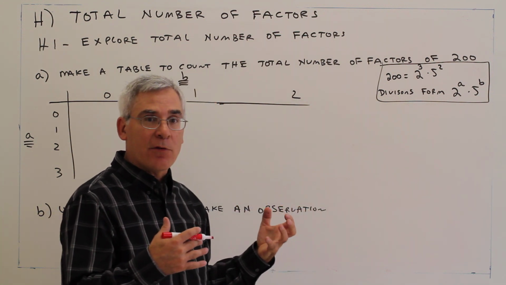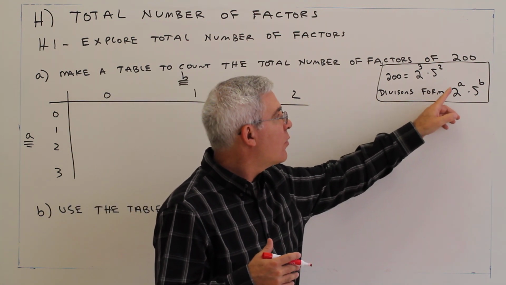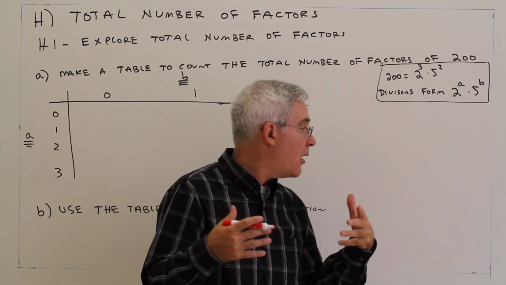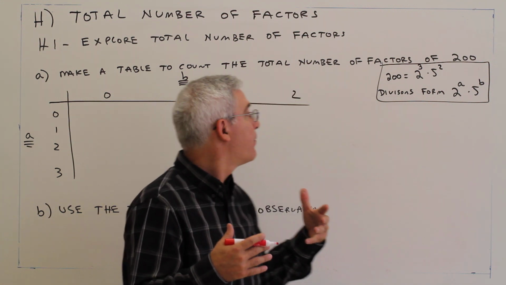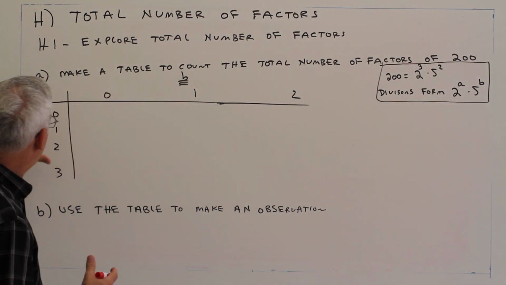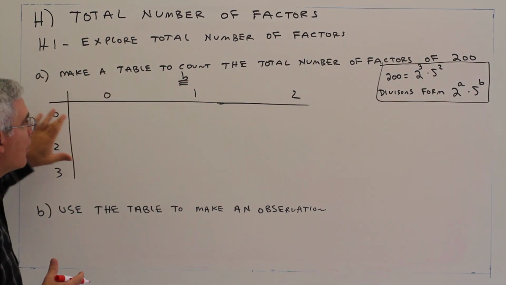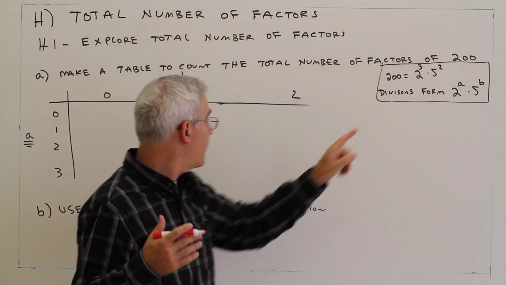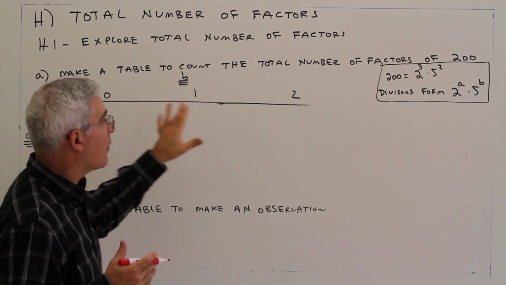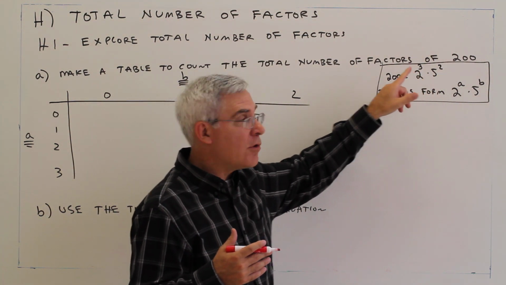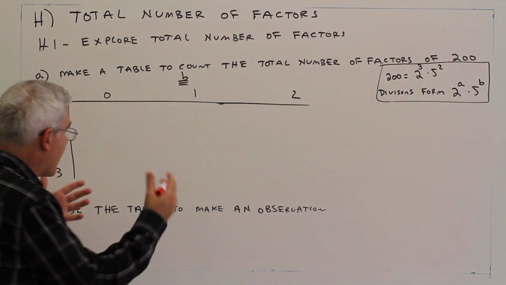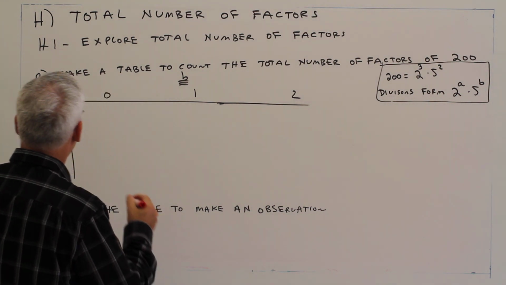And all divisors will have to have the form 2 to the a times 5 to the b, where a and b can be whole numbers. Okay, so here's the table. I've got the a values here. They could range from 0 to 3. I could have no 2's or up to 3 2's. The b values are here. They can range from 0 to 2. I could have no 5's, 1 5, or 2 5's. All right, so let's just complete the table and then make our observation.